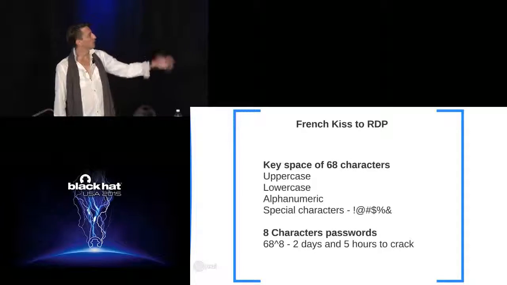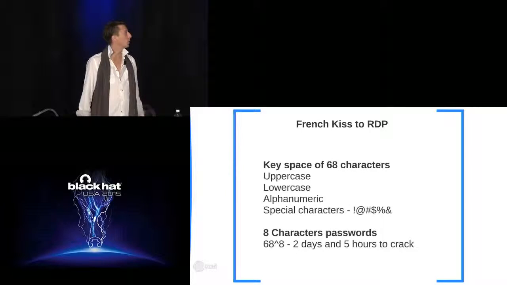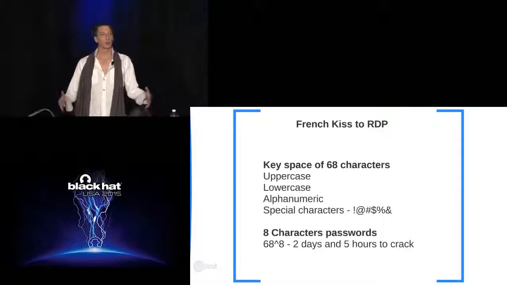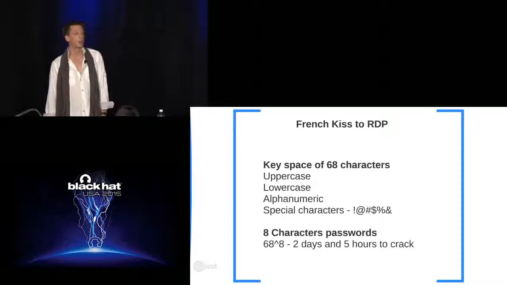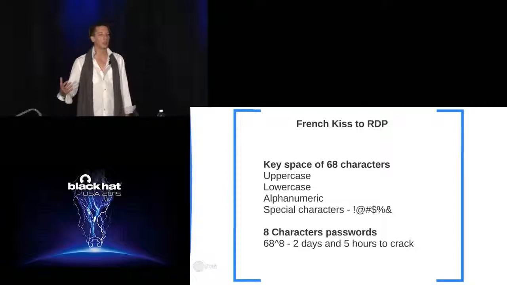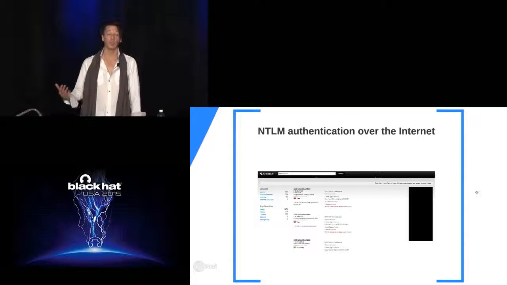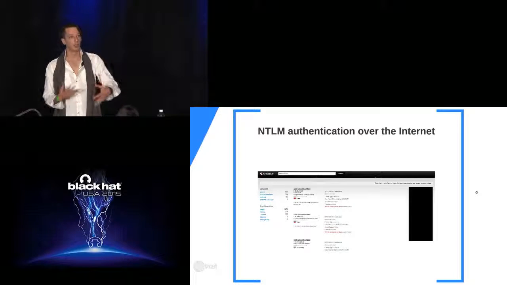The key space we used for demoing was a key space of 68 characters, so a mix of uppercase, lowercase, alphanumeric, and special characters. Assuming you have a password length of 8 or less, we can break that in less than 3 days. And of course, if you have a million hashes, breaking this million hashes is not going to take longer. Hashcat can do all of it in a parallel way.